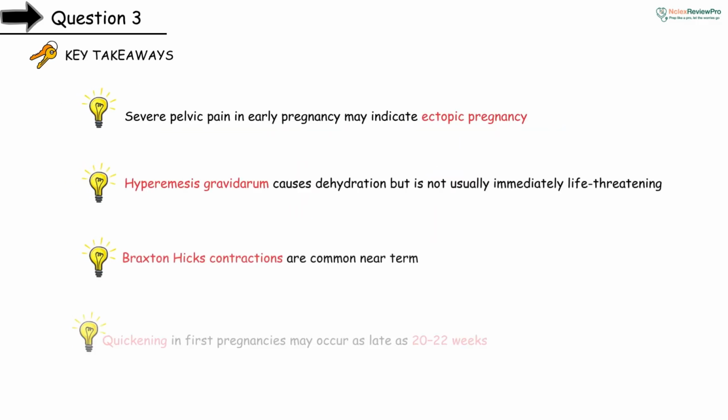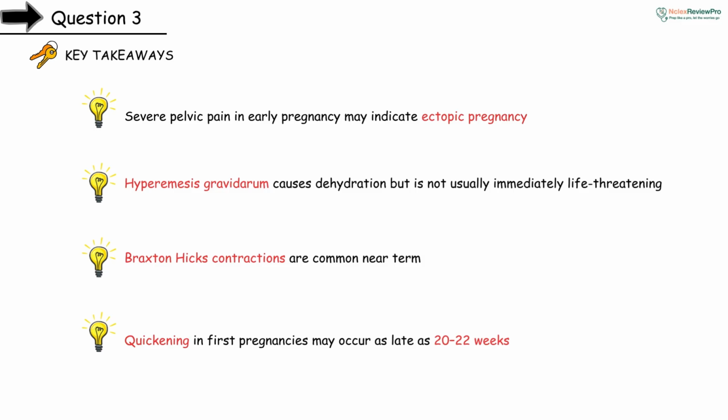So the key takeaway here is this. Severe pelvic pain in early pregnancy is a red flag for ectopic pregnancy and requires immediate assessment, while hyperemesis gravidarum can cause dehydration but is usually not immediately life-threatening. Irregular contractions near term are often Braxton-Hicks and lower priority, and absence of fetal movement at 19 weeks in a first pregnancy can still fall within normal expectations of quickening.